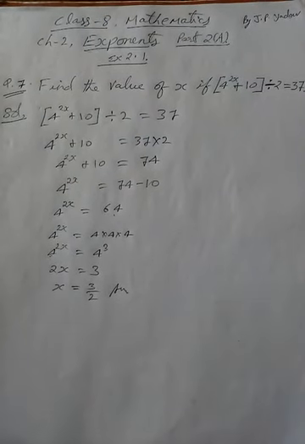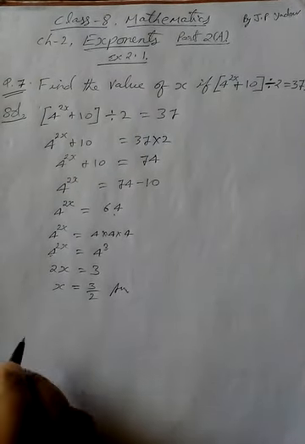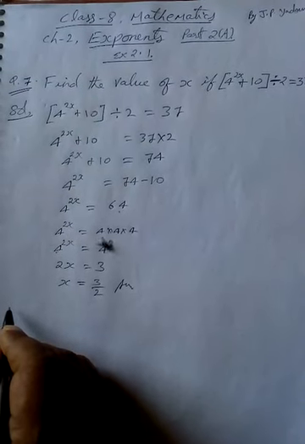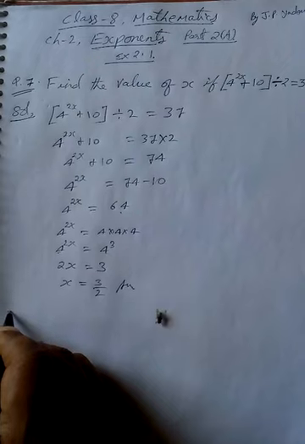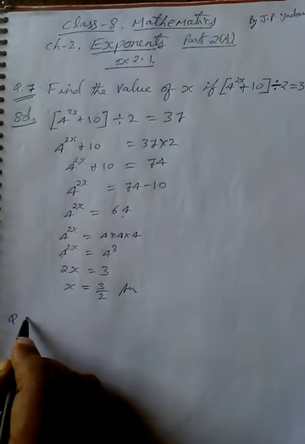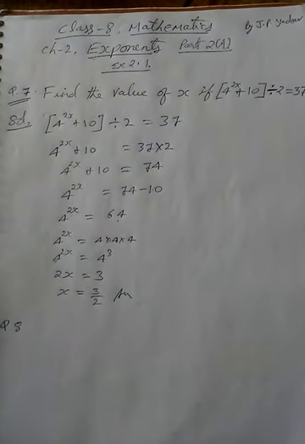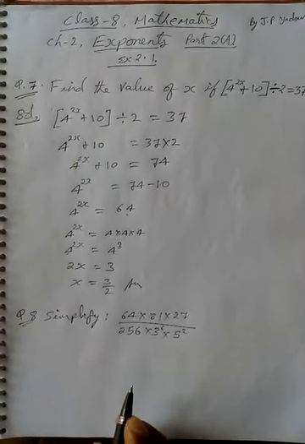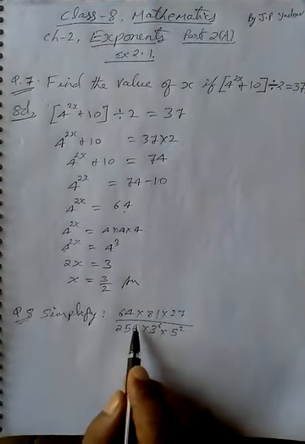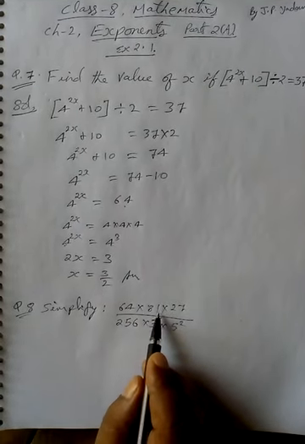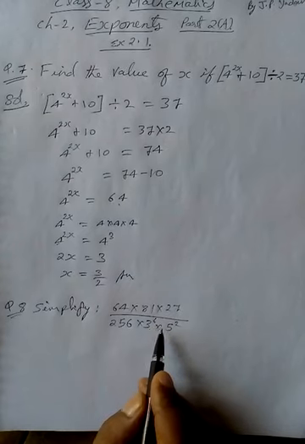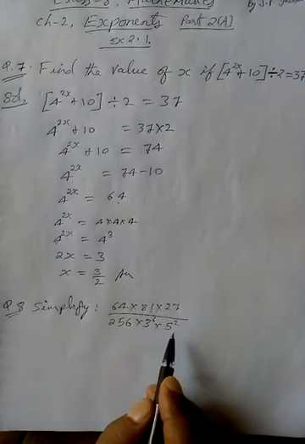Next. Question 7 we have completed. Question 8, I am going to solve this one also. The next question of exercise 2.1 is: simplify 64 into 81 into 27 upon 256 into 3 to the power 6 into 5 raised to 2.